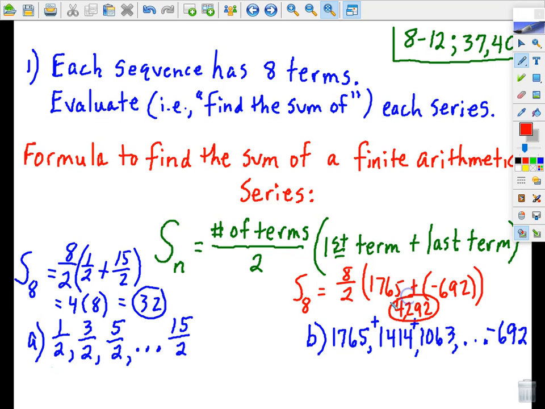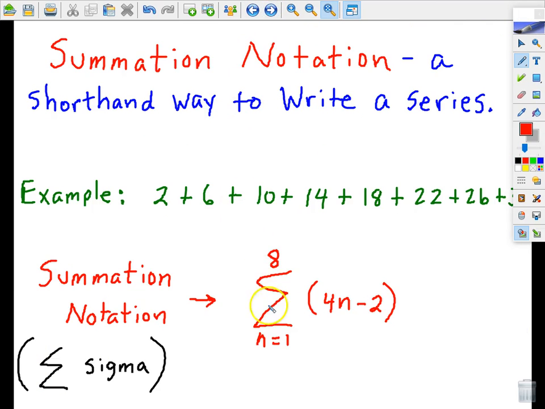Make sure you show this formula. It's going to help because you will need to know it for upcoming quizzes and tests, and make sure you show it for these problems that are related. Now let's talk about summation notation.